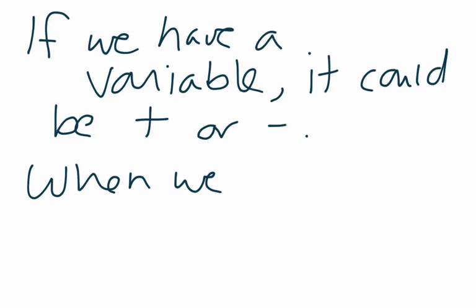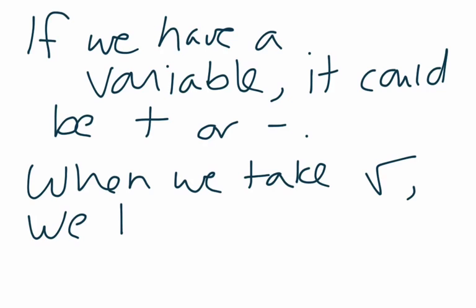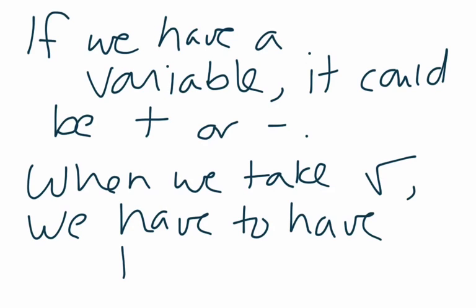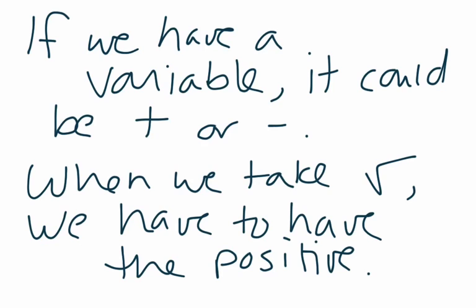When we take the square root, we have to have the positive. Okay, so here's the conundrum. If we have a variable, we don't know if that variable is positive or negative. We don't know because it's a variable. So we don't actually know what kind of number was plugged in. But when we take the square root, we have to get the positive.